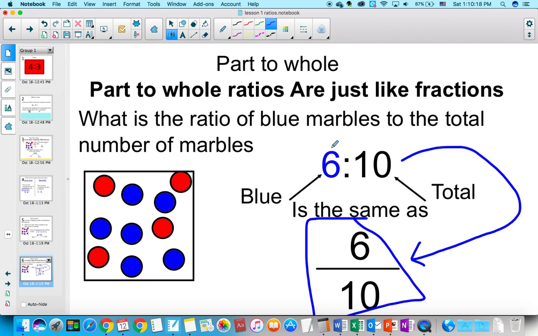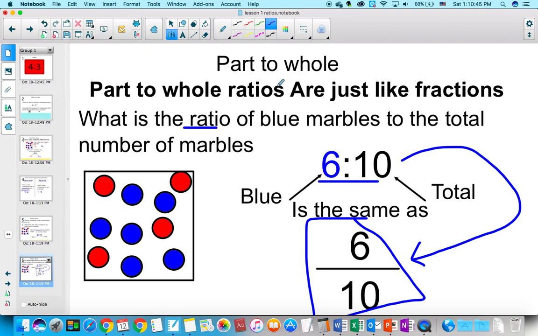One thing I'm going to say though, don't just automatically convert part to whole ratios to fractions, because sometimes you may make the mistake of turning a part to part ratio into a fraction. So unless the question says turn this into a fraction, don't turn it into a fraction. If it says ratios, give your answer in ratios. If it says fractions, put your answer in fractions. Just read the question and understand what it's asking for.